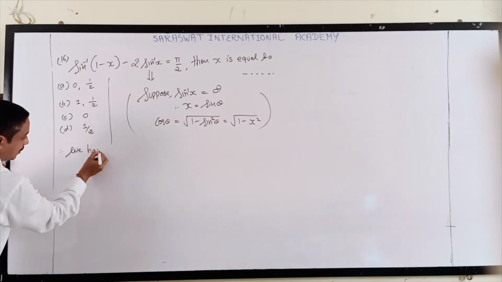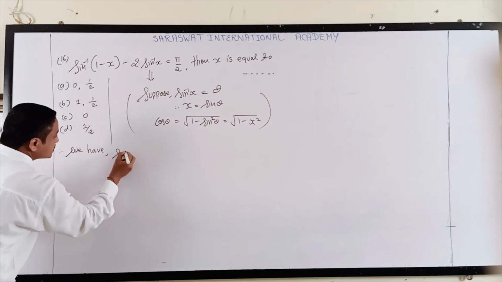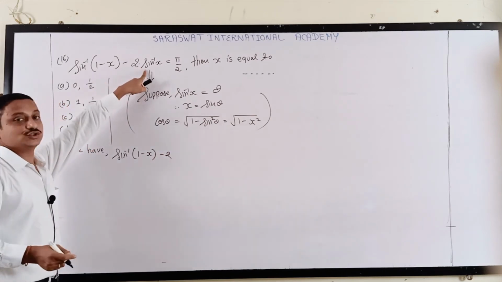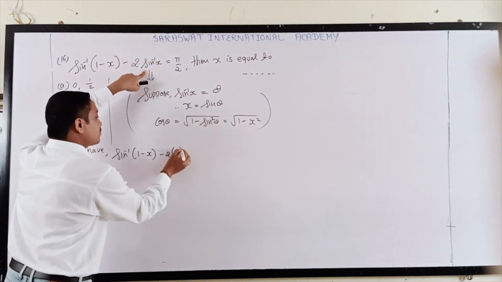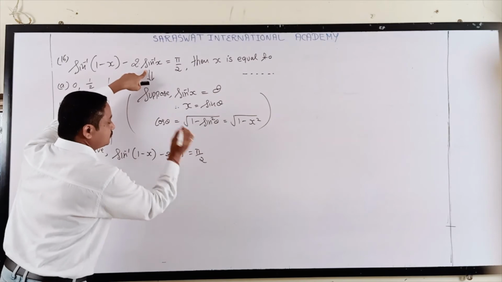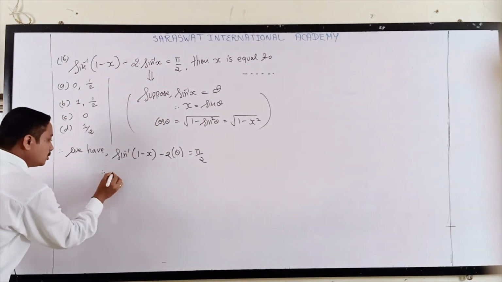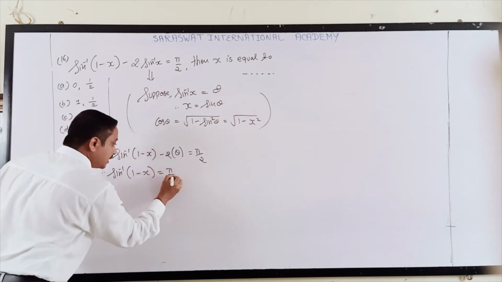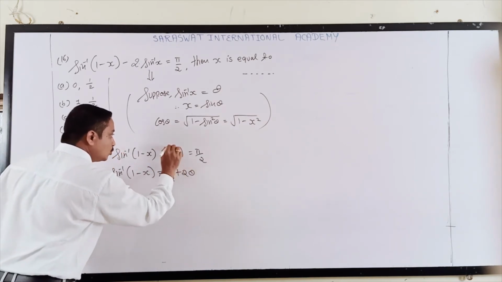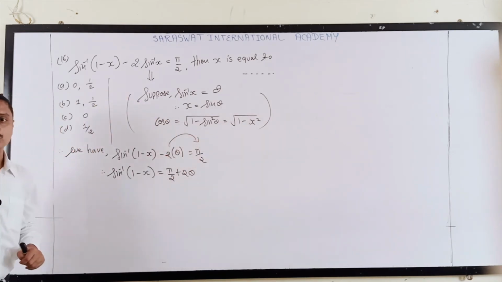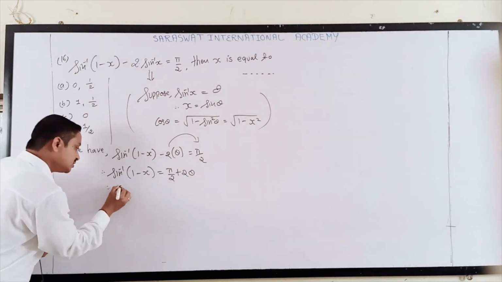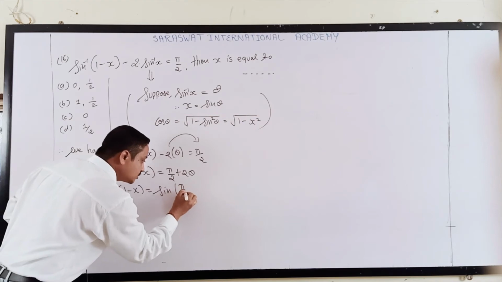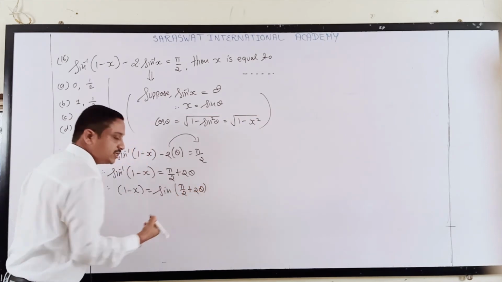Therefore, we have our question: sin inverse of 1 minus x, minus 2 theta, is equal to pi by 2. So sin inverse of 1 minus x is equal to 90 plus 2 theta. I just move 2 theta to the right side. So 1 minus x is sin of 90 plus 2 theta.